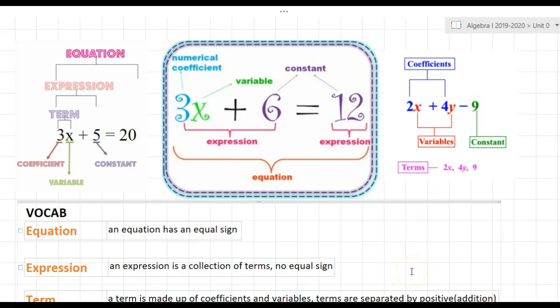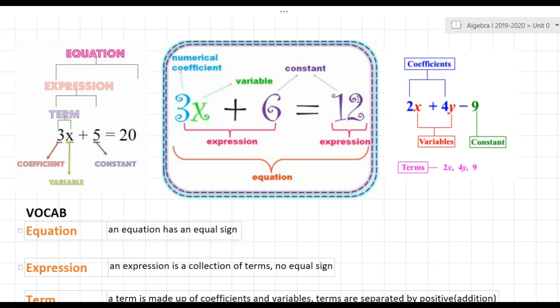An expression is a collection of terms. There is no equal sign. The third example is an expression. There is an expression on both sides of the equal sign. So 3x plus 5 is an expression. 20 is an expression. In example 2, 3x plus 6 is an expression, and 12 is an expression.